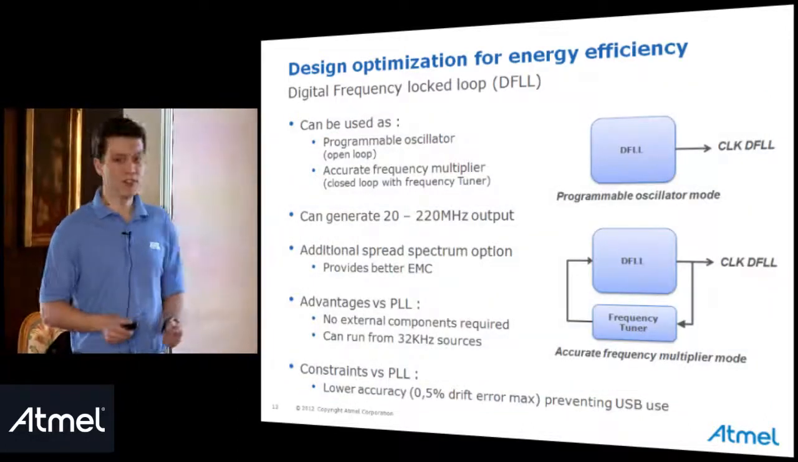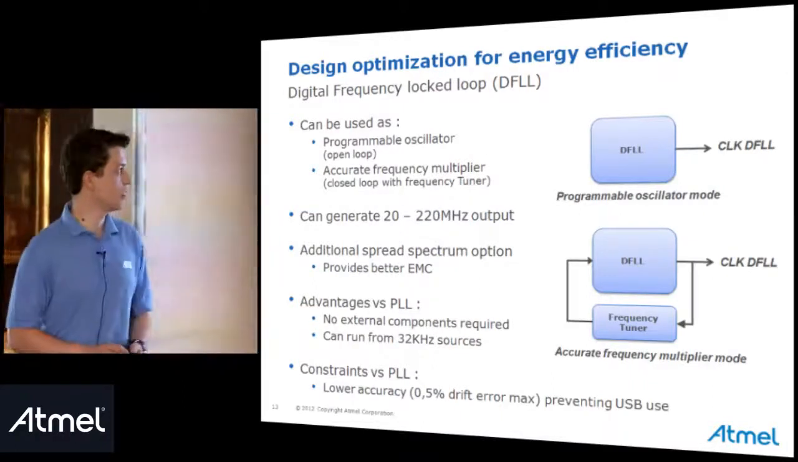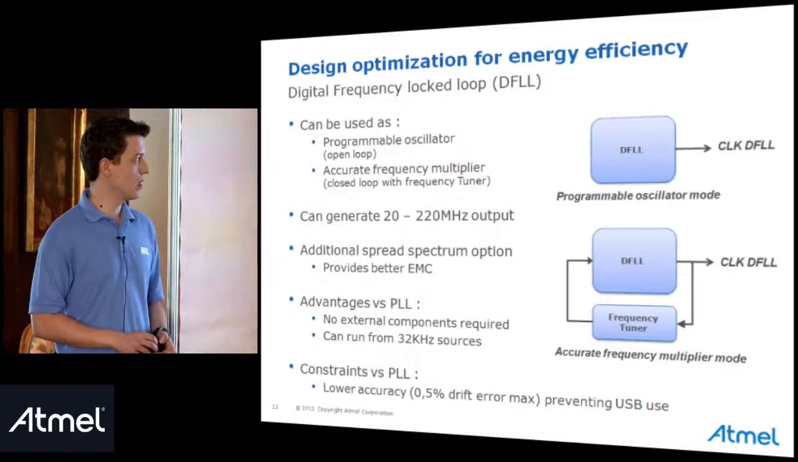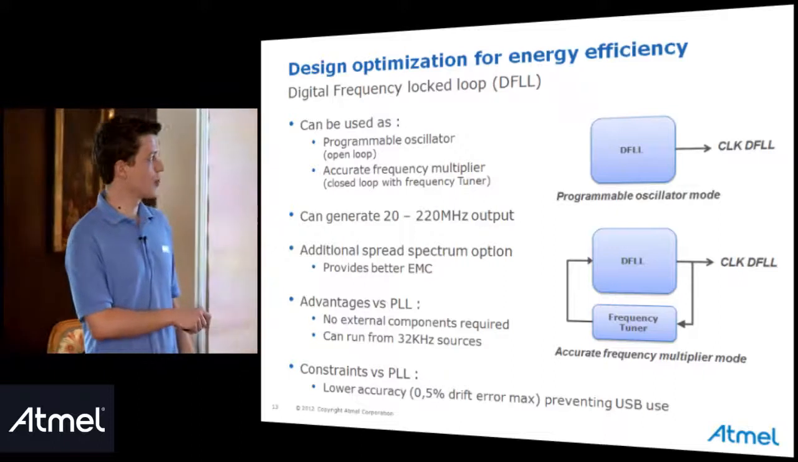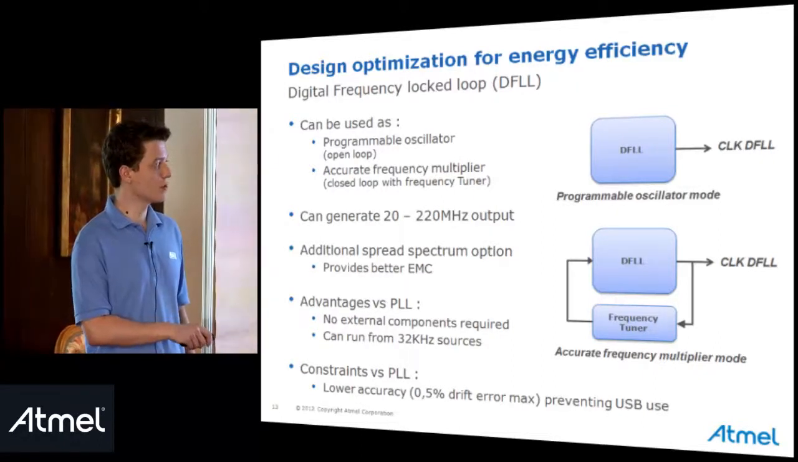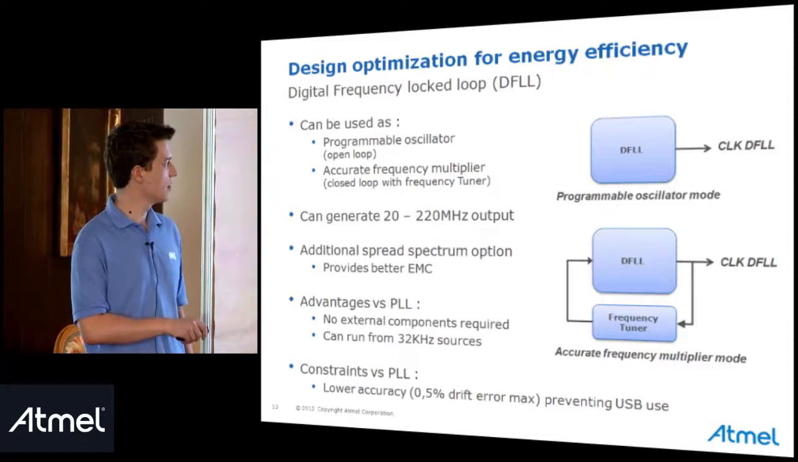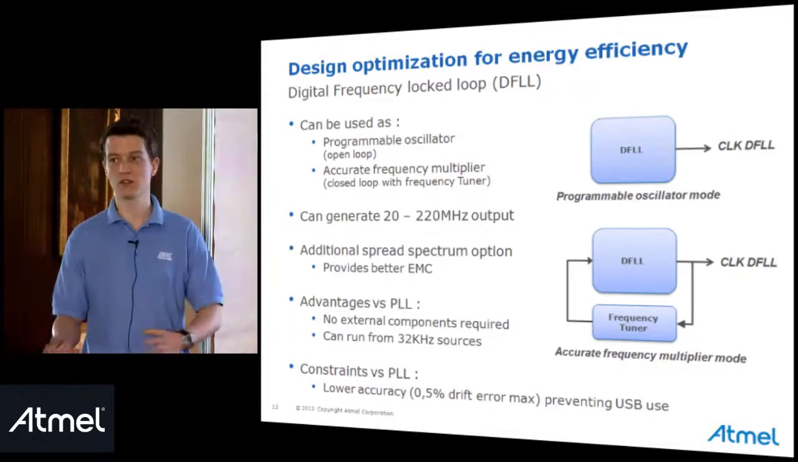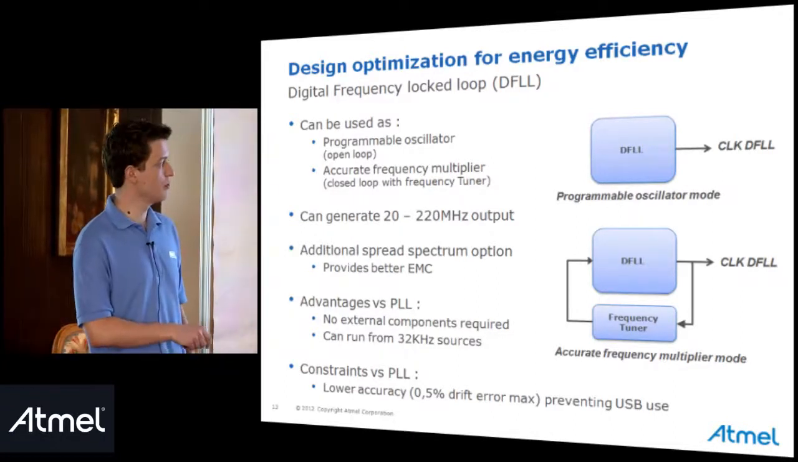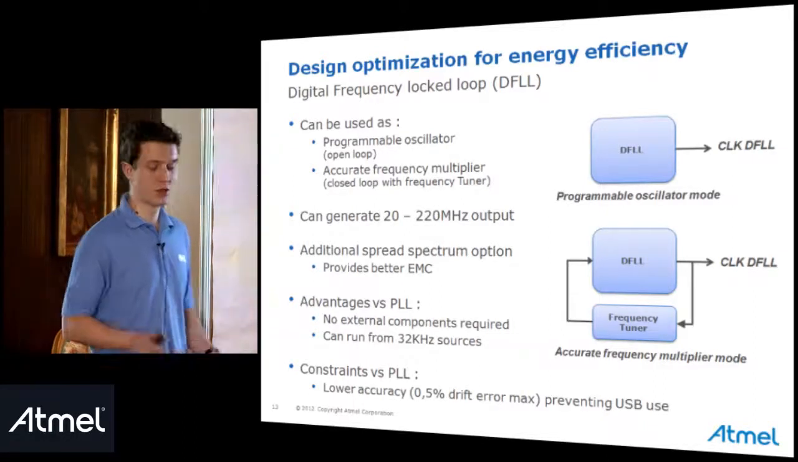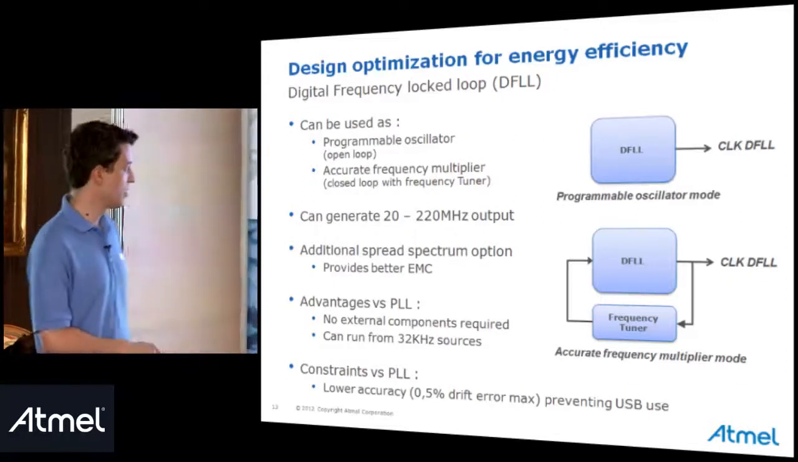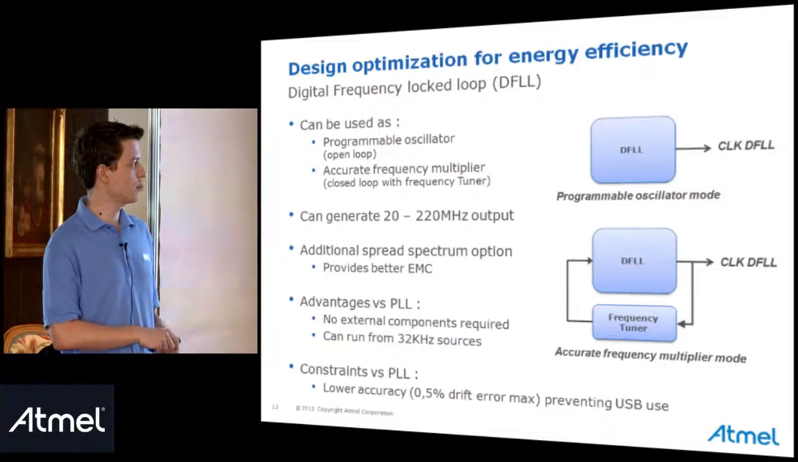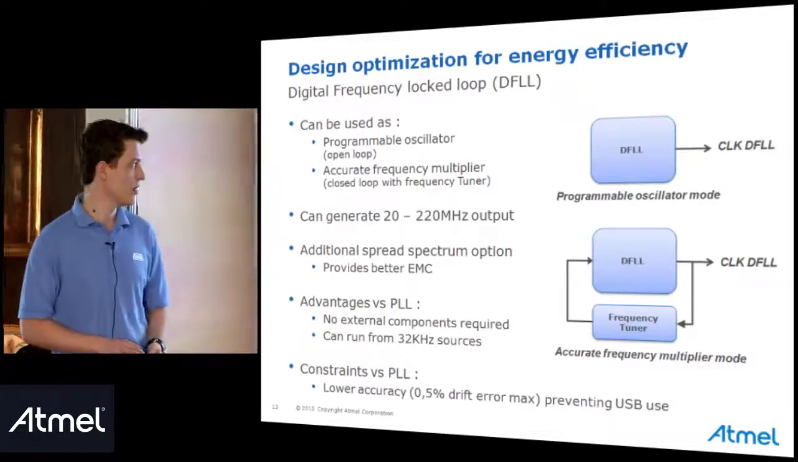Concerning the DFLL, DFLL stands for Digital Frequency Locked Loop. It can be used in two ways in the system. As a programmable oscillator in open loop, so this is one usage. And the second one is an accurate frequency multiplier such as a standard PLL. So it's when you use a closed loop with a frequency tuner. So it's mainly two options that you can select in the DFLL register. This DFLL can generate 20 to 220 megahertz output.